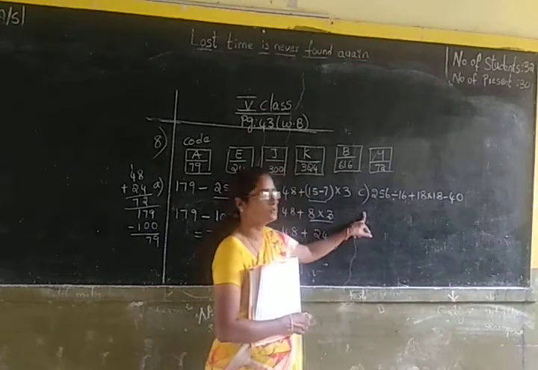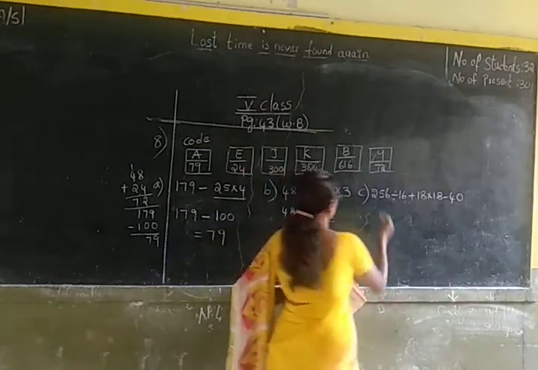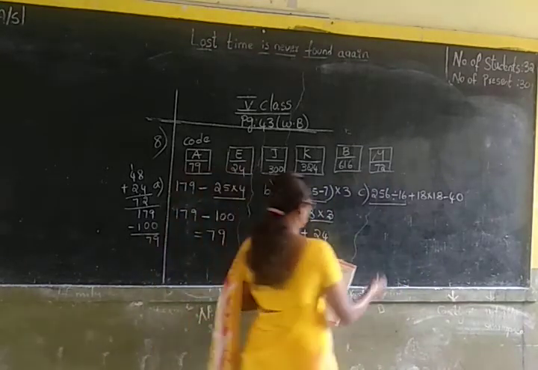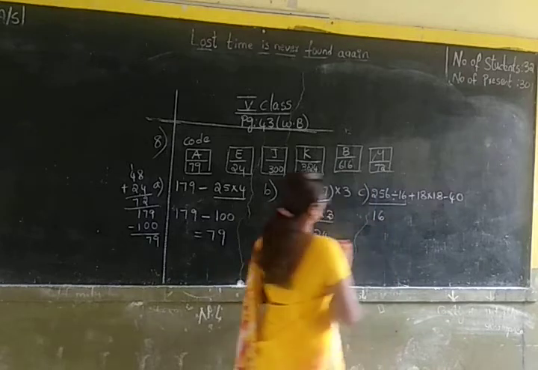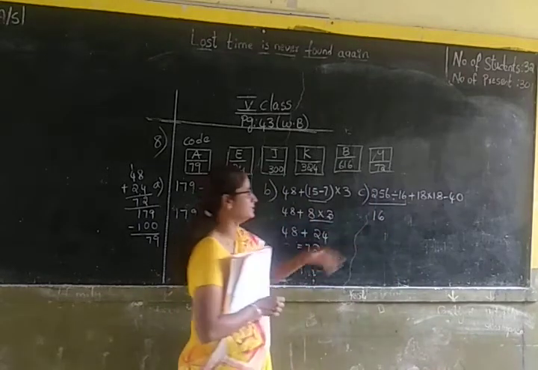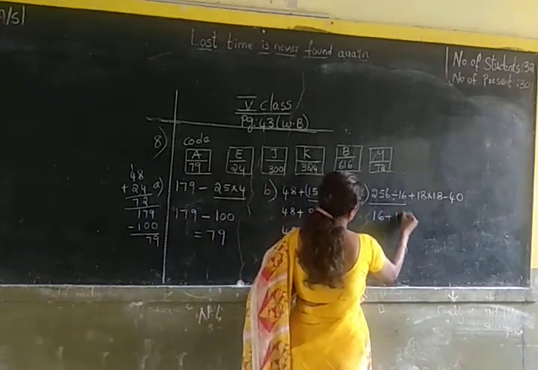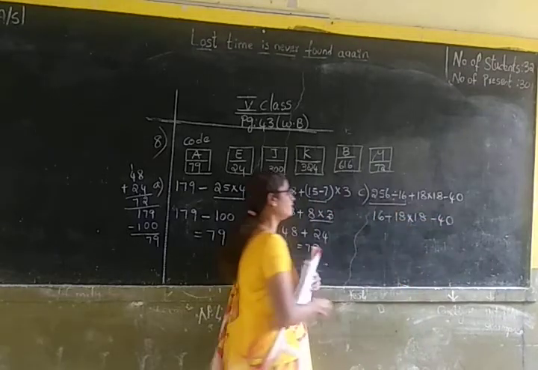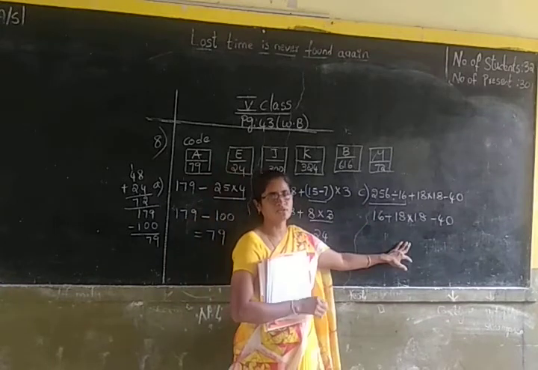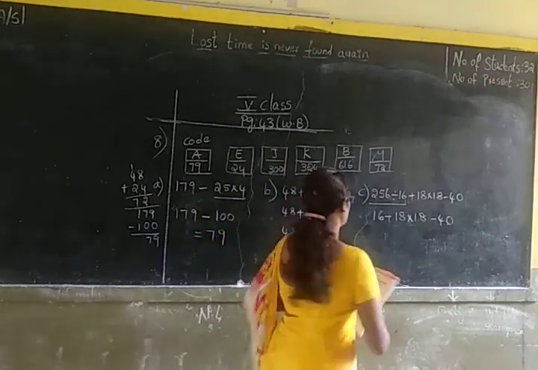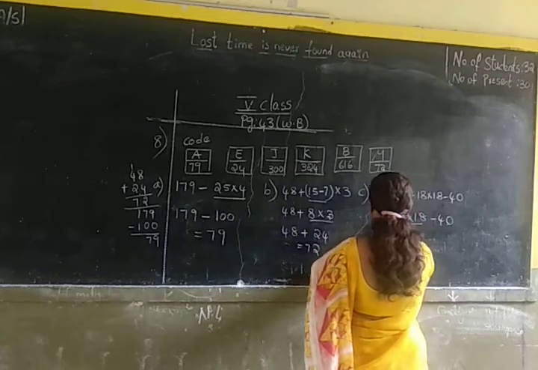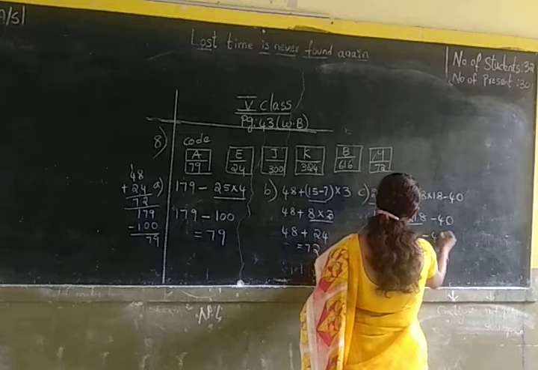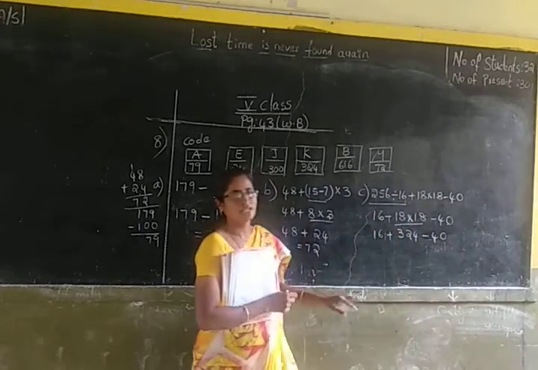According to the BODMAS rule, first we have to do the division. That means you have to divide 256 by 16. So 16 sixteens are 256. So you will get the answer 16 here. Next, plus 18 into 18 minus 40. After division, according to the BODMAS rule, you have to do the multiplication. So 18 into 18, 18 eighteens are 324.